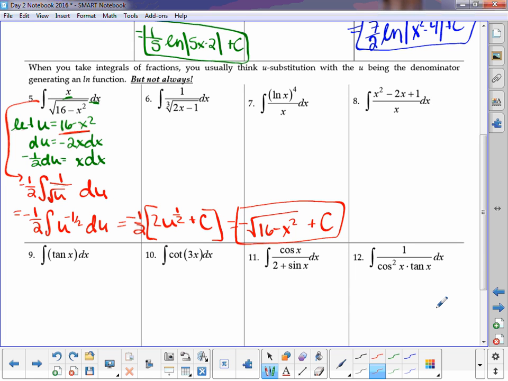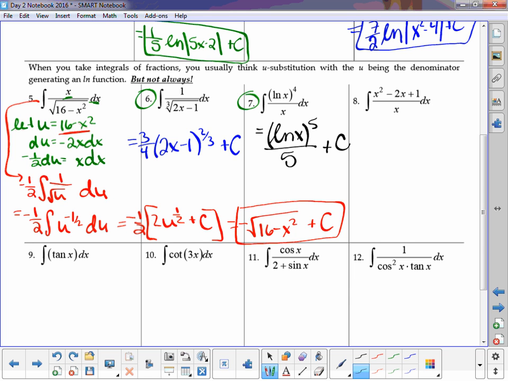I want you guys to go ahead and try 6 and 7. I'm going to write the answers up. So you go through and do it, and then check to see if you were able to get to those same answers. Again, you go and do 6 and 7, see if we can get to those correct answers there.